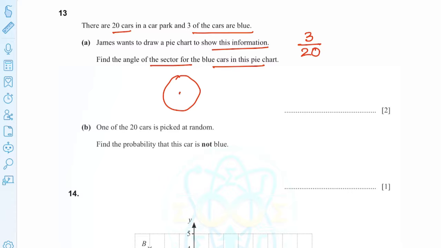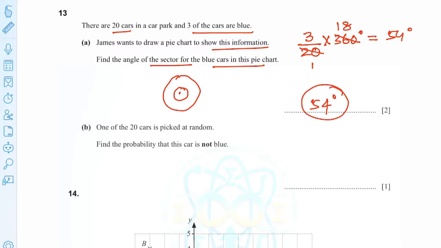In a pie chart, being a circle, the total angle around the center is 360. So if I try to find the angle for this fraction, 3 over 20 times 360, if you cancel this out, 360 over 20 will be 18 if I'm not wrong. Please check this, and 3 times 18 should be 54 degrees. So we get this answer, 54 degrees.